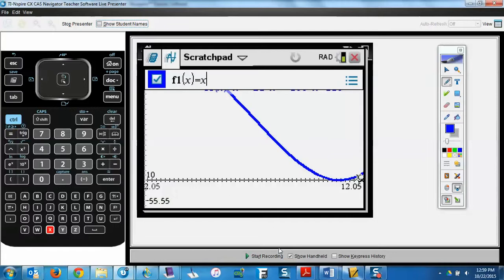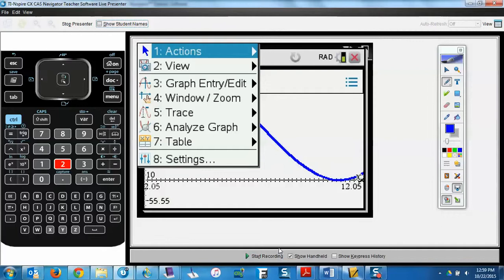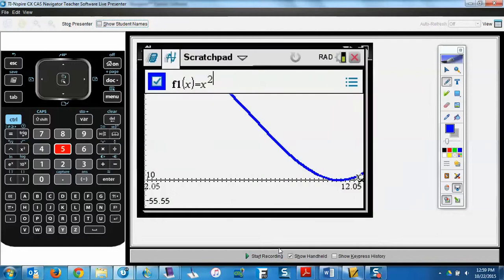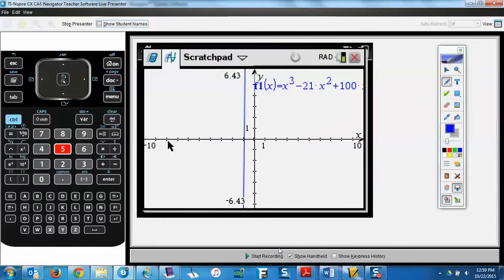And then somebody asked me this too the other day, so I thought I'd share with everybody. Hit window or menu. Menu window is number 4. And then if you hit 5, zoom standard, that takes you back to just a normal kind of graph.